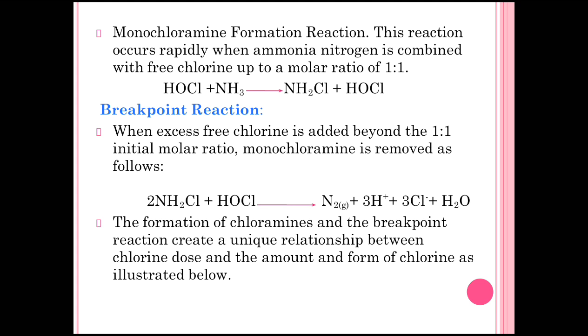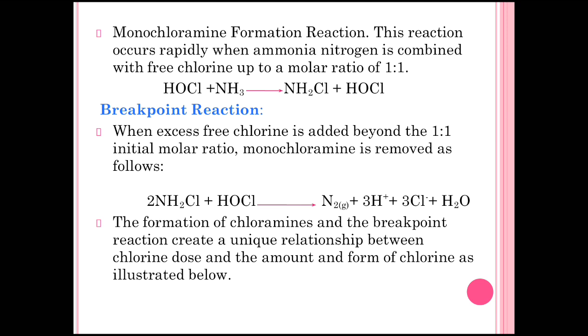This reaction occurs rapidly when the ammonia nitrogen is combined with free chlorine up to the molar ratio of 1:1. Whenever we consider hypochlorite, the H plus gets removed with OCl minus. That OCl minus again dissociates into single oxygen and Cl, again forming NH2Cl. This is called the monochloramine formation reaction.